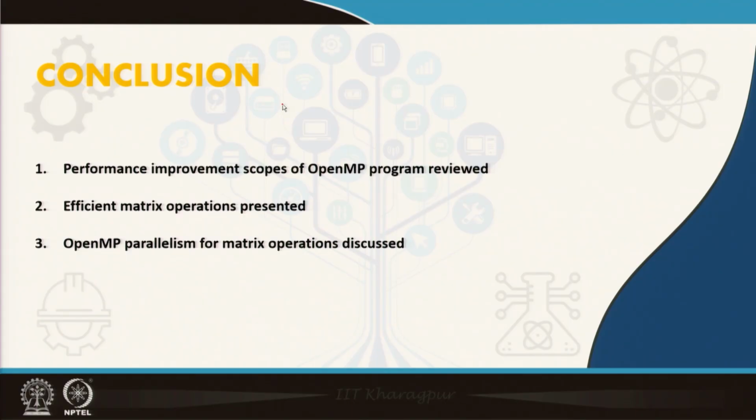We looked into performance improvement scopes of OpenMP programs by avoiding trivial load balancing and avoiding synchronization overheads, etc. We looked into how efficiently matrix operations can be done, especially the cache friendly access pattern: row wise access for C programs, column wise access in Fortran programs. Loop unrolling also helps in matrix multiplication, and we looked into OpenMP parallelization of matrix operations. Basically, for dot product OpenMP parallelization is a little critical; you must not do it unless the vector is large. But for matrix vector and matrix product, parallelization is straightforward.